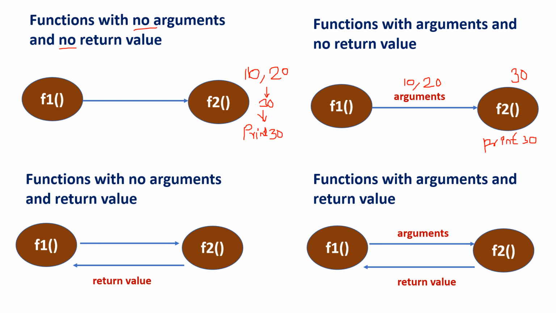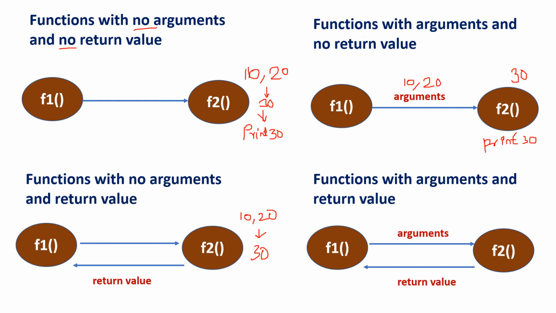Now coming to the third scenario, functions with no arguments and a return value. That means the f1 function is calling the f2 function, but it is not sending arguments. Now what does the f2 function have to do here? It has to take two values, let us say 10 and 20. Now it will calculate their sum, 30, but it will not print 30 in the f2 function. Why? Because it is sending a value to the f1 function. At the end, the f2 function has to return a value.